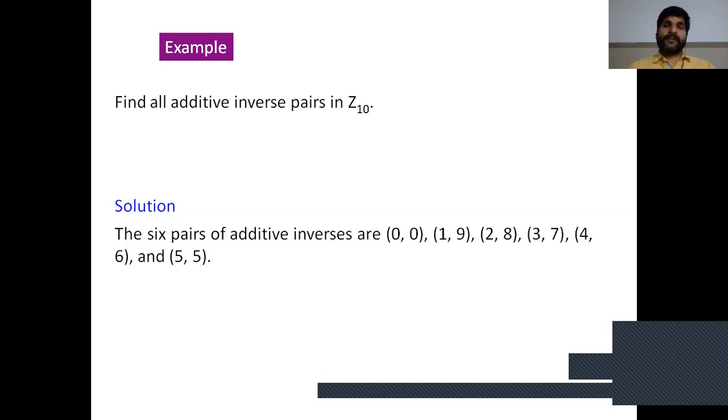Find all additive inverse pairs in Z10. The pairs of additive inverses are 0 and 0, 1 and 9, 2 and 8, 3 and 7, 4 and 6, and 5 and 5 in Z10.